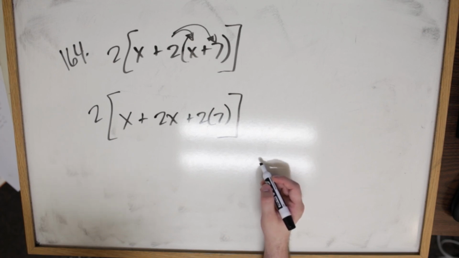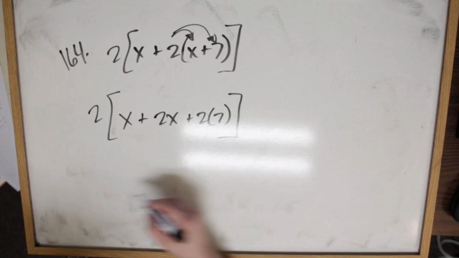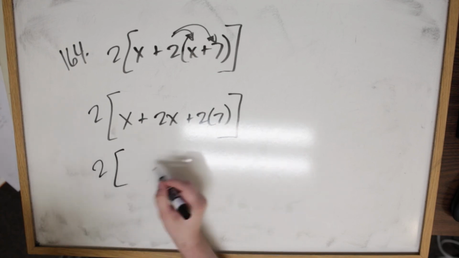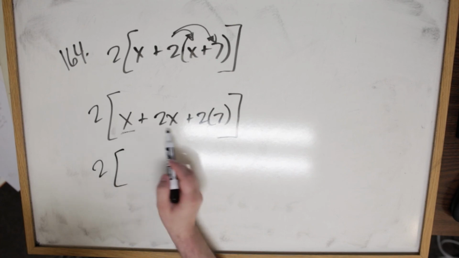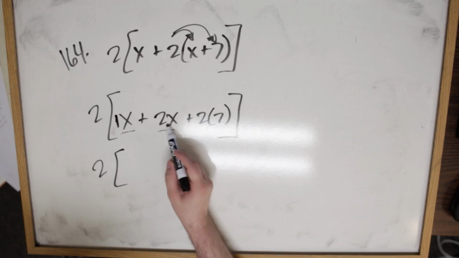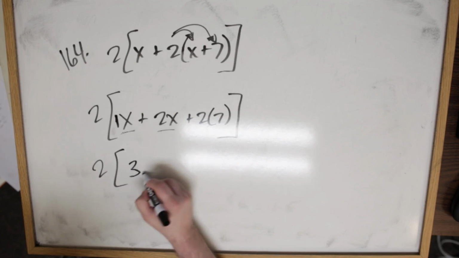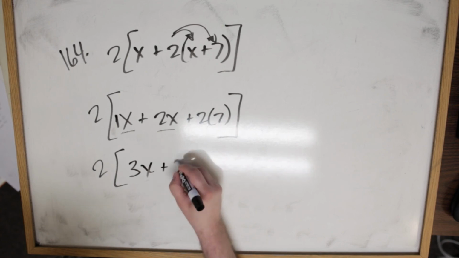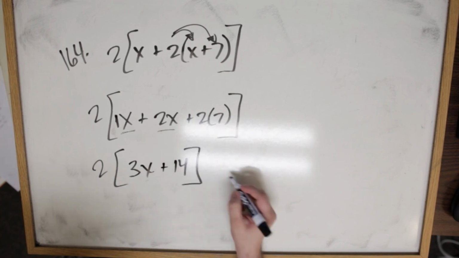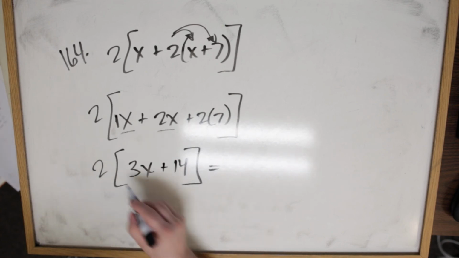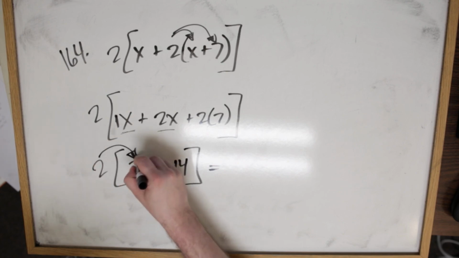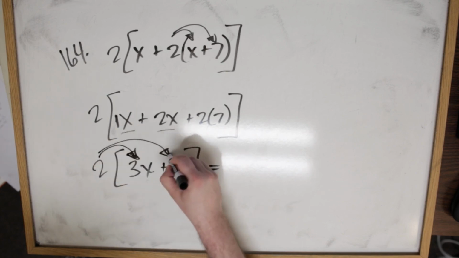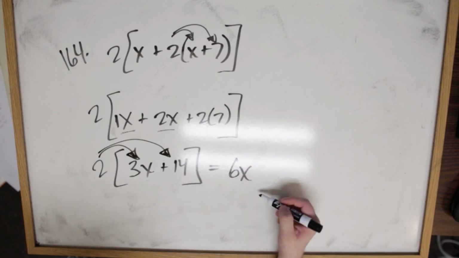And now we can go ahead and combine our like terms and multiply. So we've got 2 times, notice, x here and 2x here. So I've got 1x and 2x. I can combine them into a 3x. And then 2 times 7 is going to be 14. Now we do the distributive property again. So the 2 goes to the 3x and also to the 14.